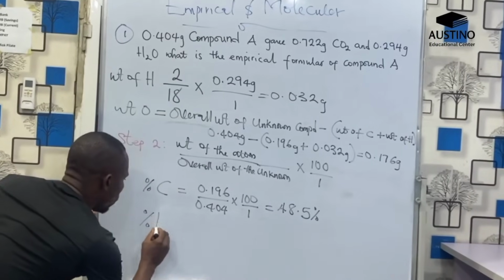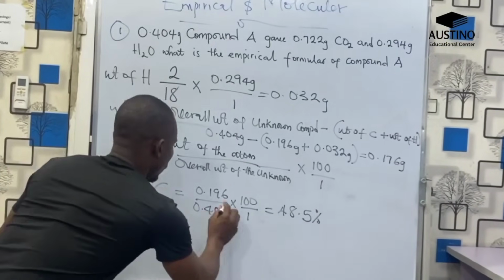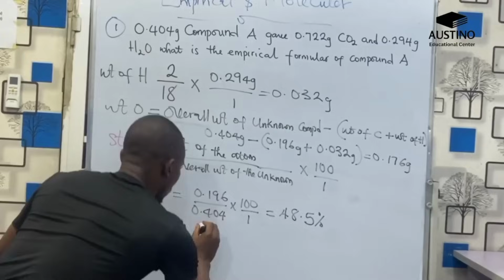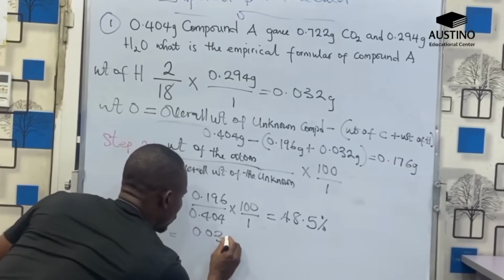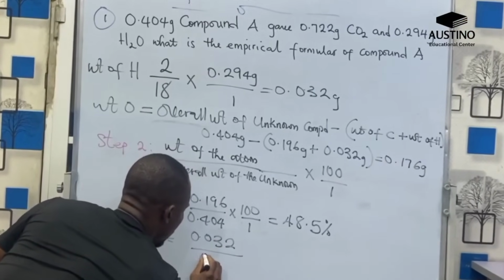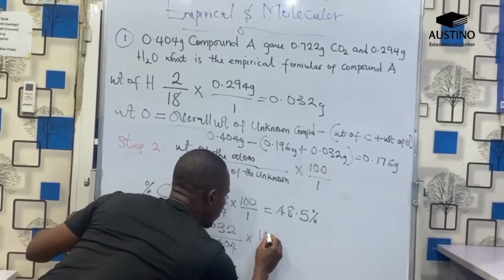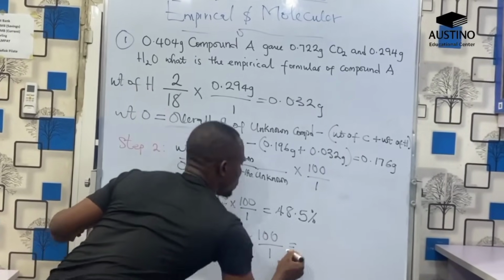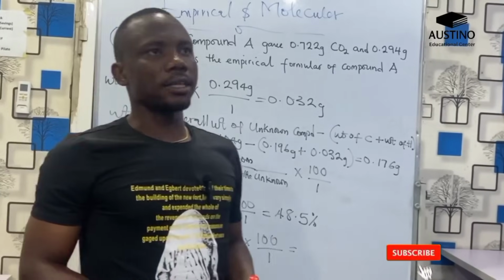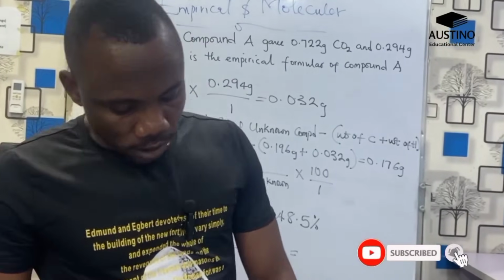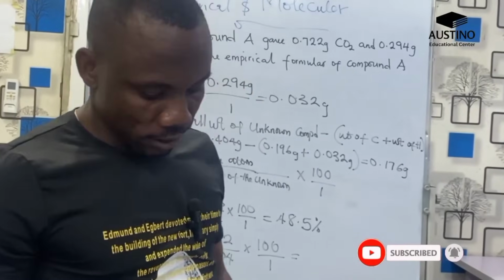Same for hydrogen. Of course, the same thing: the weight of hydrogen is already given to us as 0.032 grams, all over 0.404, the overall weight of the unknown compound, times 100 over 1, because we are doing a percentage. Working that, we should be arriving at 7.9%.